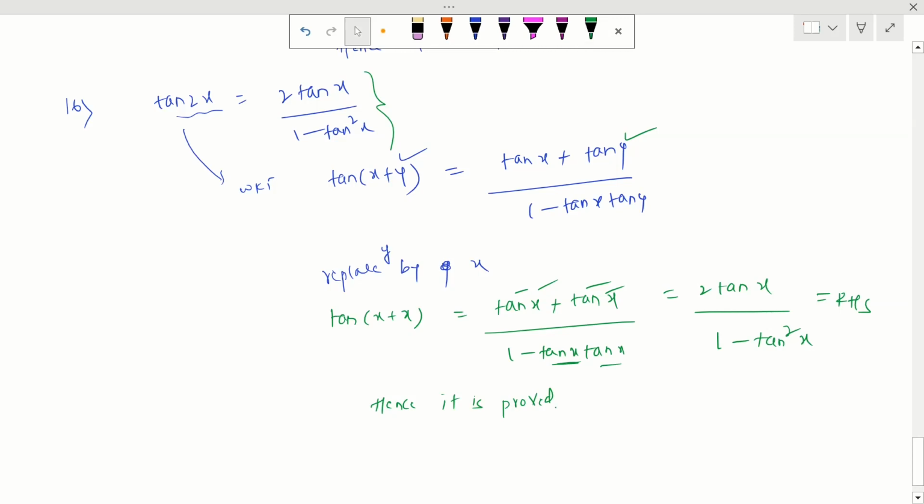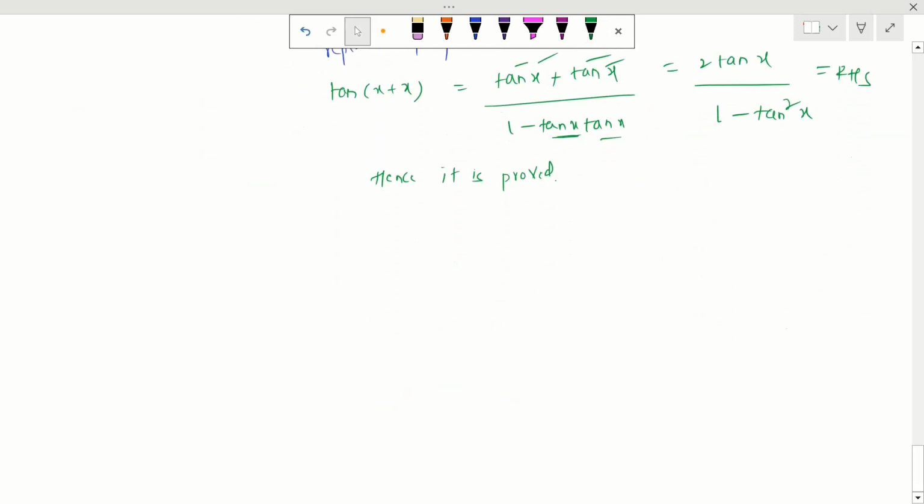Now come to the 17 expressions. All these expressions you need to remember because these will be helpful for solving the numericals. These are the derivations, and these derivations will be called trigonometric identities.